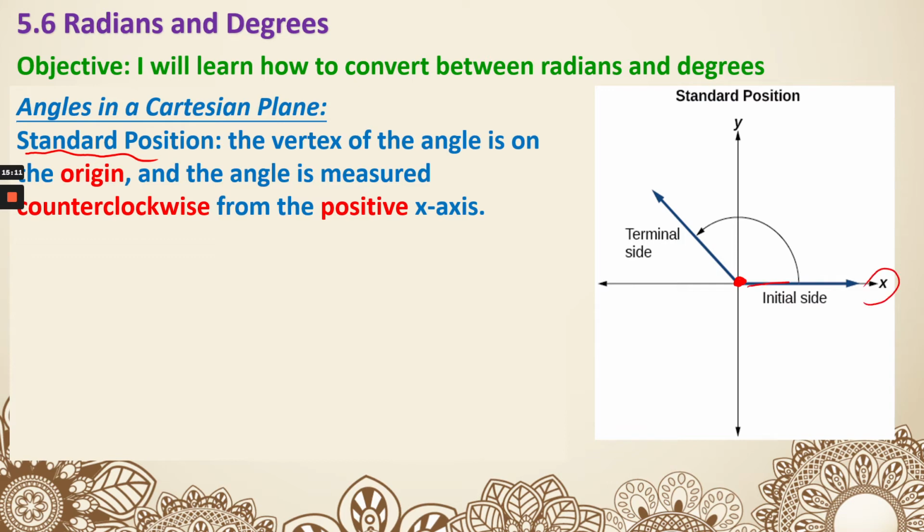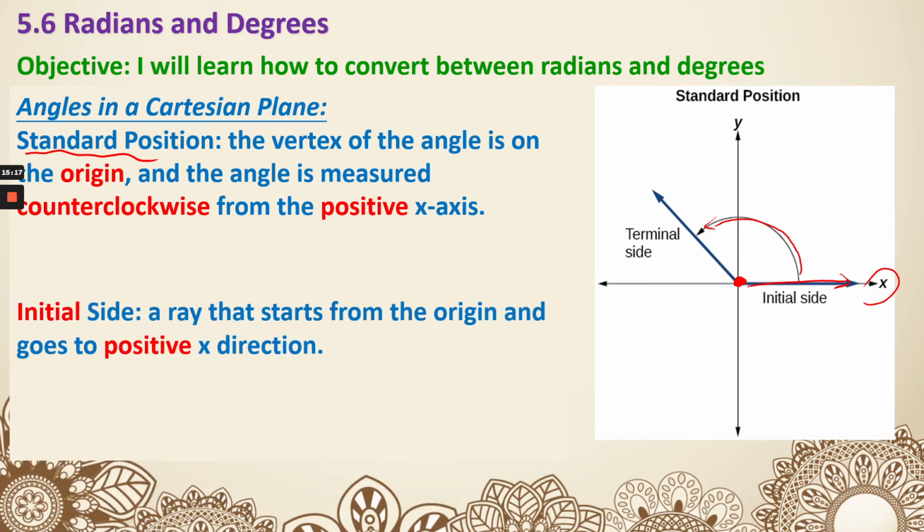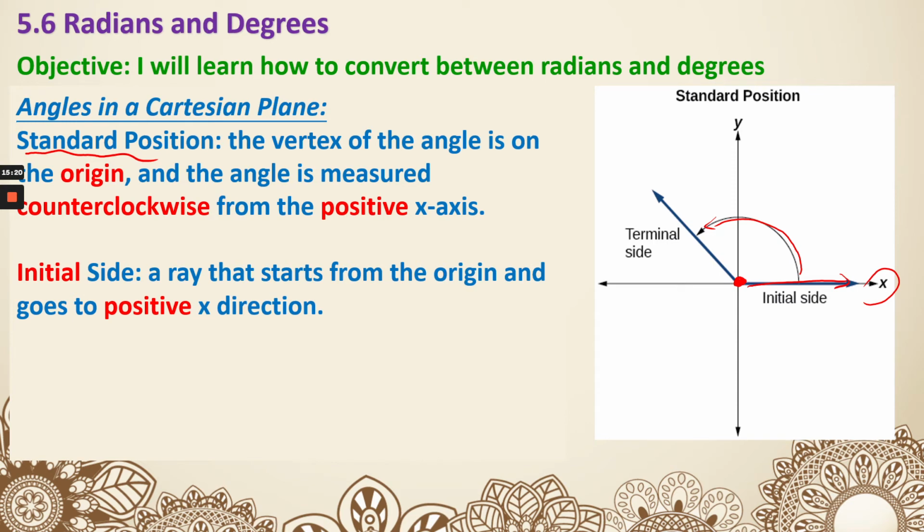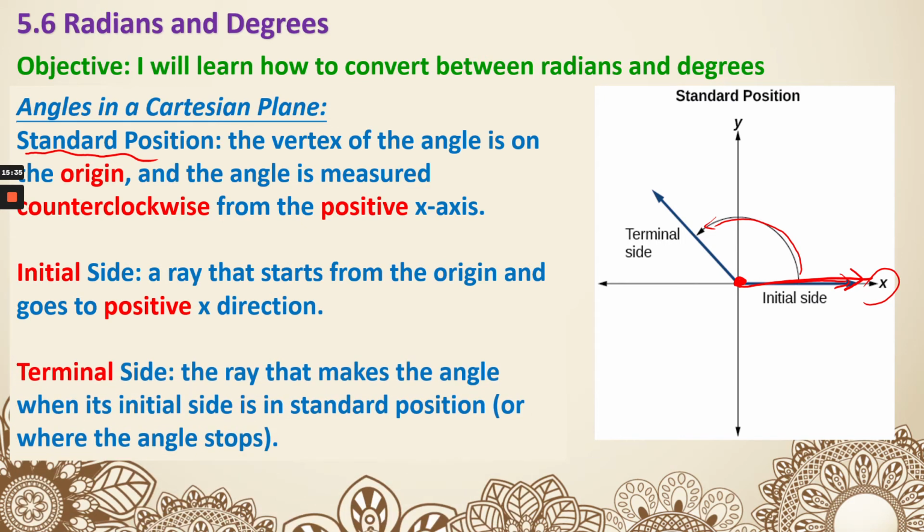Positive x direction, so that's got to be the side. And then we are rotating counterclockwise to find out the actual angle. So initial side is a ray that starts from the origin and goes to the positive x direction. So this is the initial side. That means whenever we want to make an angle in the Cartesian plane, we always need to start from that position. Next, terminal side.